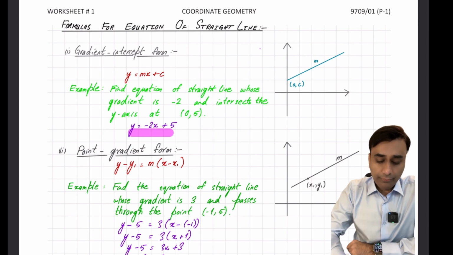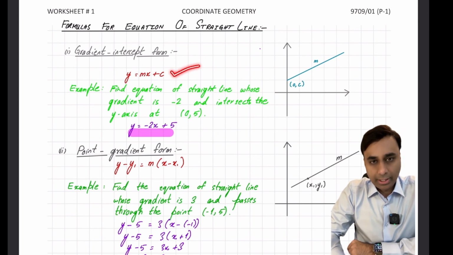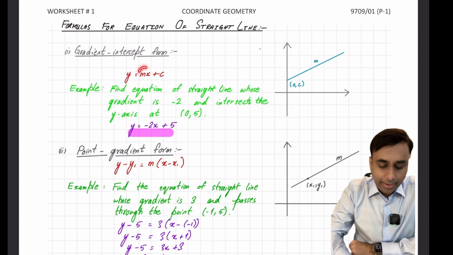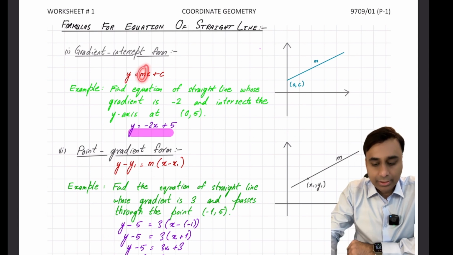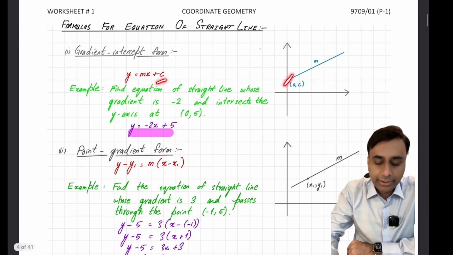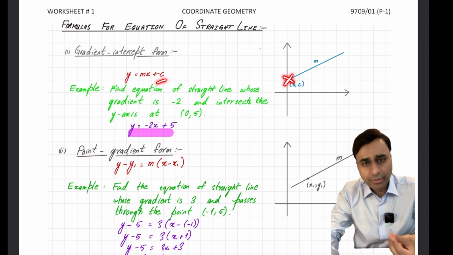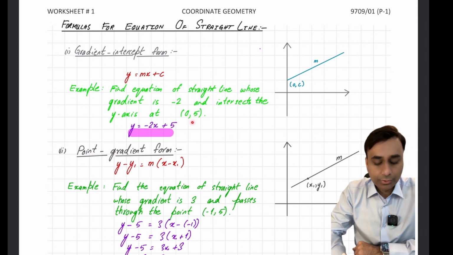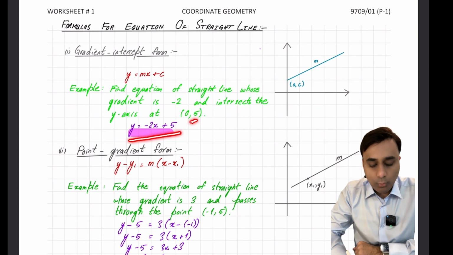One of the formulas is y = mx + c, which is also called the gradient-intercept form, where m is directly the gradient or the slope of the line and c is specifically the y-intercept of the line. So if you know the y-intercept and the gradient, you can write the equation directly into this form. For example, if the gradient is -2 and the intercept is 5, in one step you can directly state the equation of the line as y = -2x + 5.